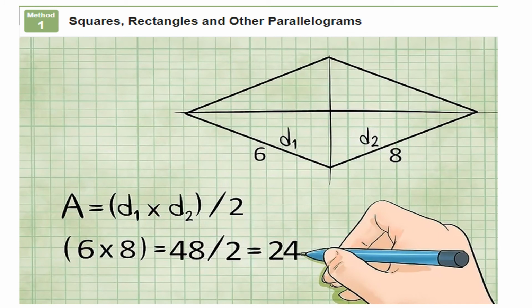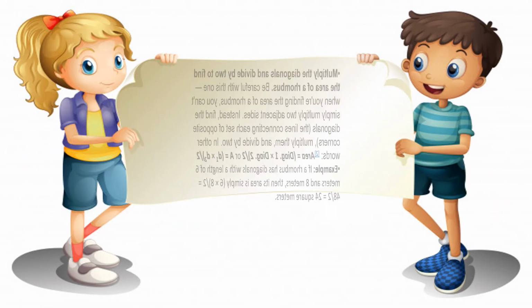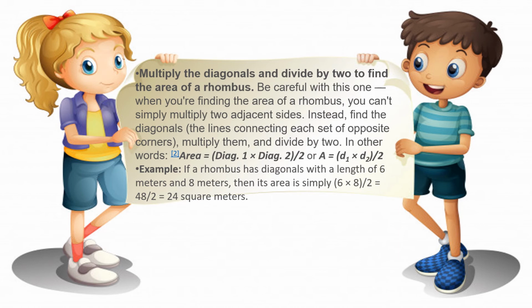Look at another example. This is a rhombus. You are going to multiply the diagonals and divide by 2 to find the area of a rhombus. Be careful with this one. When you're finding the area of a rhombus, you cannot simply multiply two adjacent sides. Instead, find the diagonals, the lines connecting each set of opposite corners. Multiply them and divide by 2.